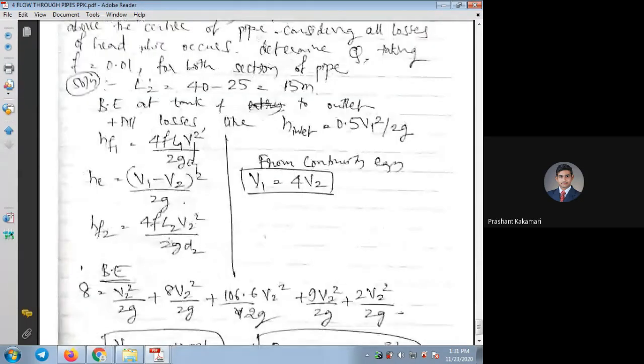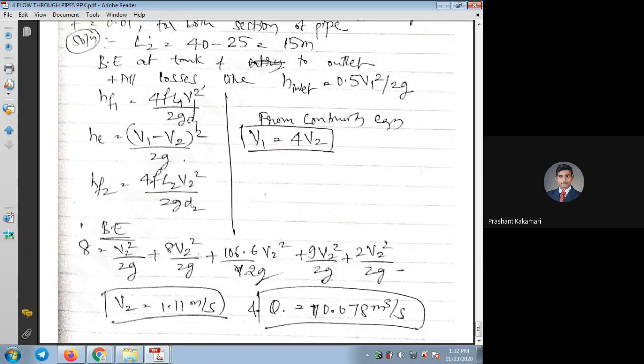Then next is sudden expansion, that is (V1 minus V2) whole square by 2G. That is one part. Then again, the head loss due to friction in the next pipe, next 15 meters length, 4 f L2 V2 square by 2 g D2. So like this, we are considering all these losses on the other side, and we are writing the equations from the Bernoulli equation.